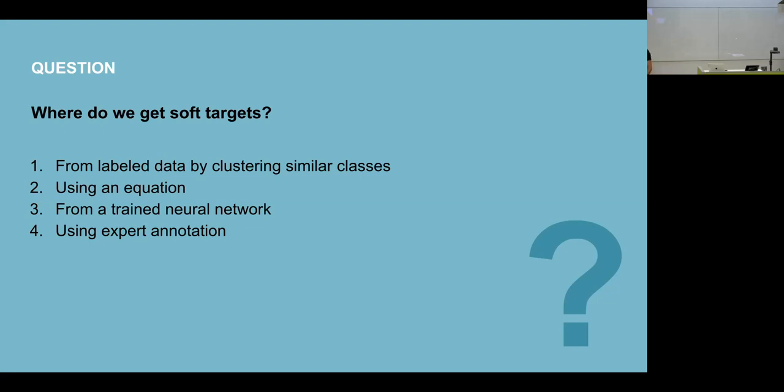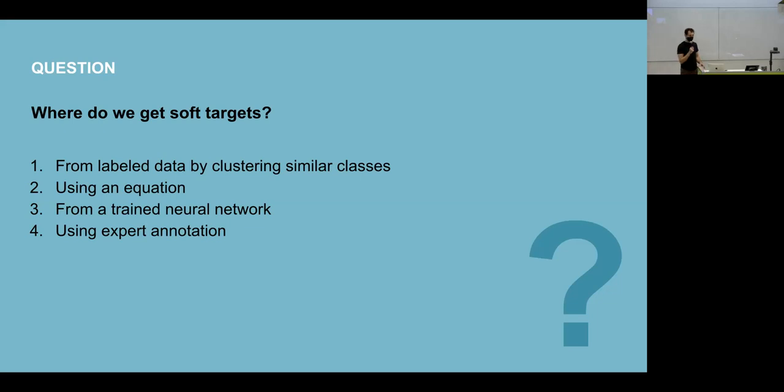Yeah, I mean, it could come from expert annotation, but it wouldn't be too dissimilar from hard targets, right? Because they're currently manually labeled as well. So it could come from expert annotation as well.